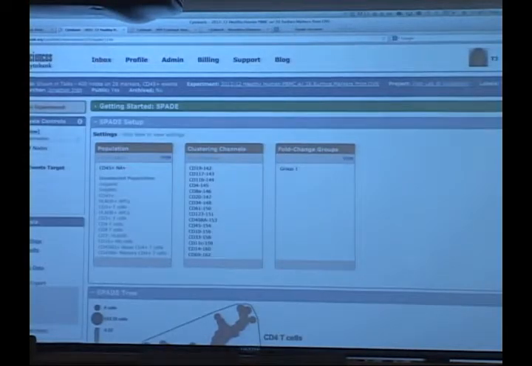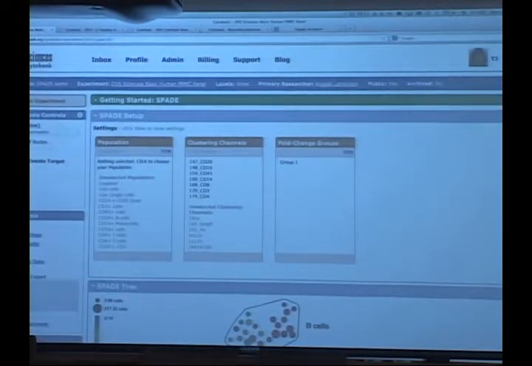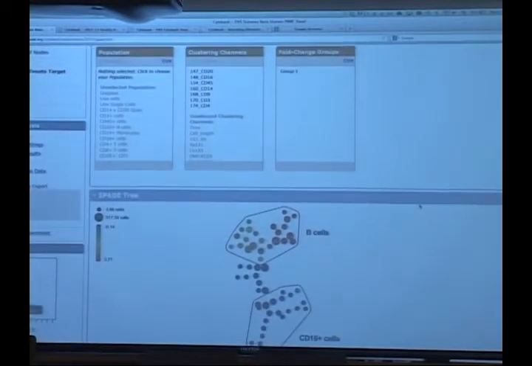If you go to dvs.cytobank.org, we have a number of example Spade trees that have already been annotated. And what you can actually do is clone and make a copy of that experiment, and you can rerun Spade and do the analysis as well. It also gives you examples of how to analyze the data.